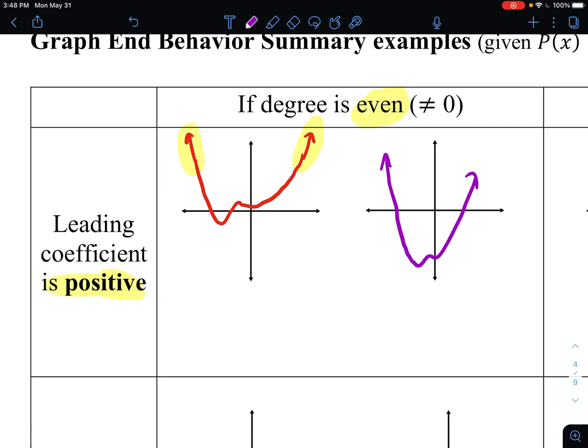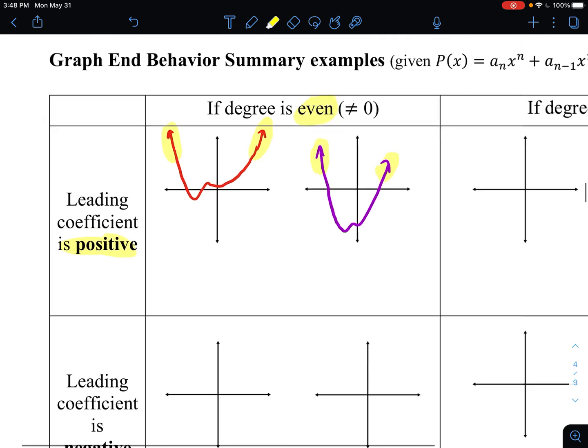Another possibility of the graph, perhaps it looks something like so. Different graph, but same end behavior. If I go far enough to the left, it's pointing up at the top. If I go far enough to the right, it's pointing up at the top.